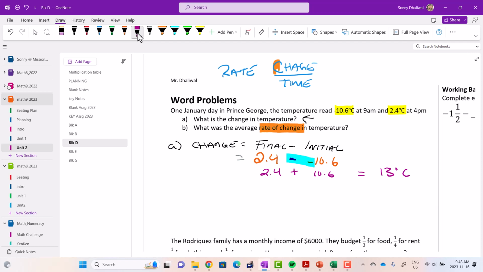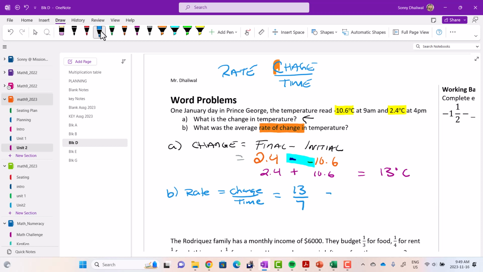All right, now how quickly did the change happen? What was the rate? The rate calculation is always the same. Rate is change divided by the time it took for the change to happen. So that's 13 degrees over the time. How long did it take? It started at 9 o'clock in the morning at the first temperature. The last temperature was at 4 p.m. How much time passed by? 7 hours. Between 9 and 4 is 7 hours.